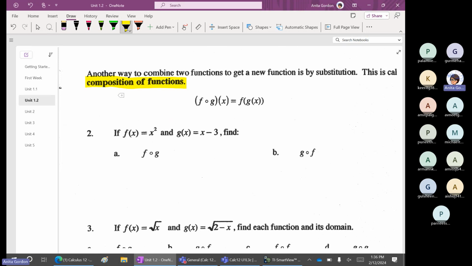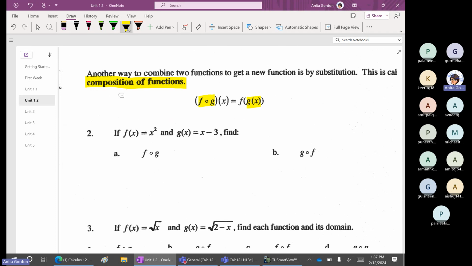Composition of functions. This is where it gets a little bit on the trickier side. Composition of function is where we take one function and put it inside of another one. So two different ways that we can identify it. We use this open circle to identify a composition, or I will literally put g of x inside of f of x.